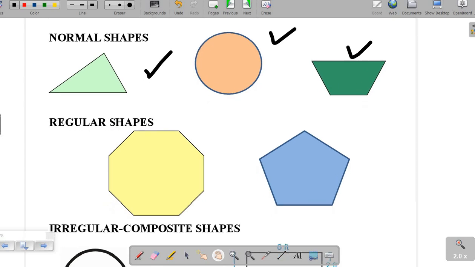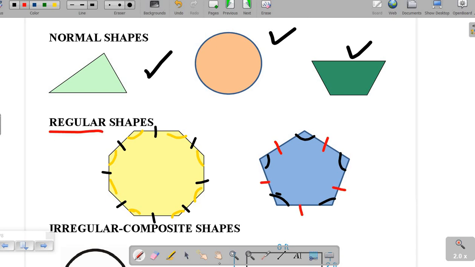These are shapes that have all equal sides, all equal angles. One implies the other automatically. So if you have all equal sides, you automatically have all equal angles. If you have all equal angles, you automatically have all equal sides. That's what the word regular means.